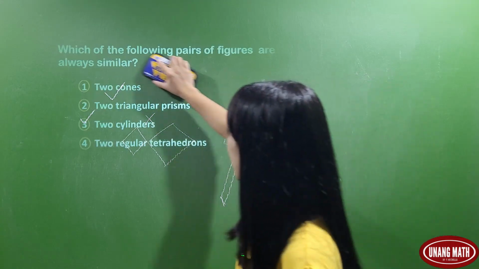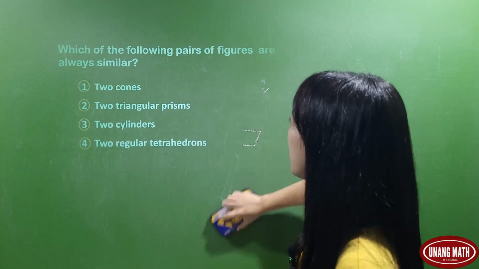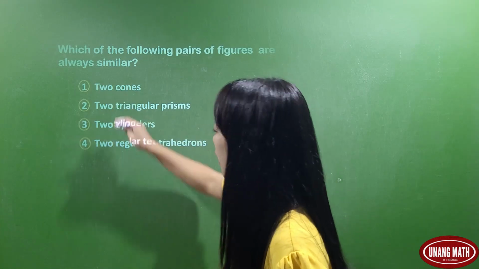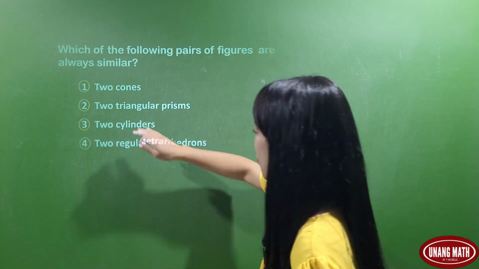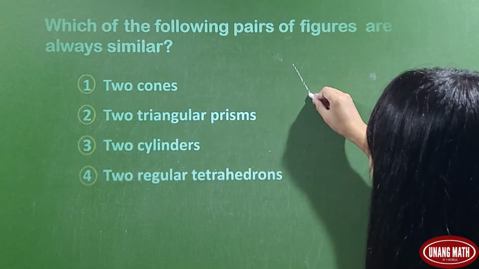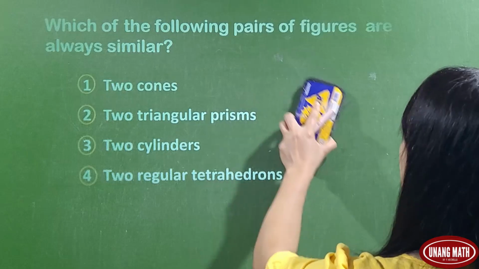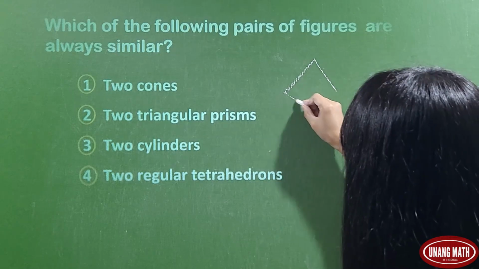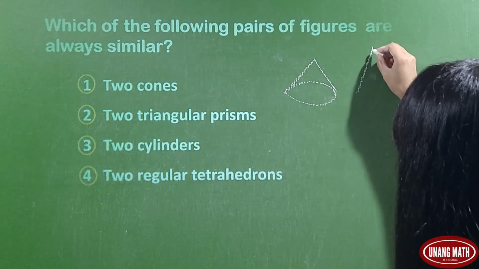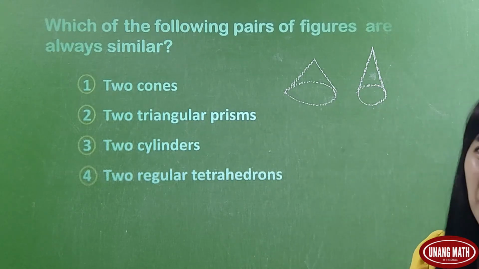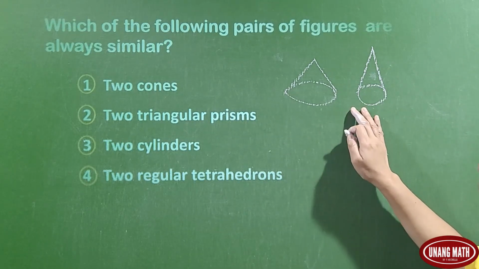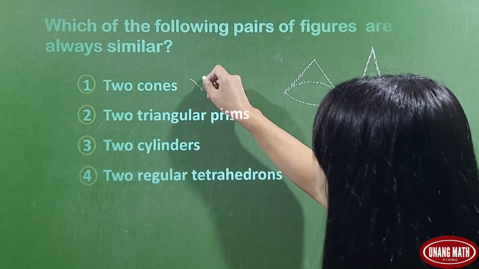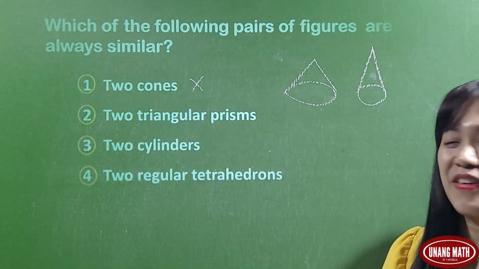For the last question, which of the following pairs of figures are always similar? Let's find out. The first option is two cones. Let's try to draw two cones. This is our first, and this is the second cone. Obviously, these two cones are not similar figures. So the first option is not a similar figure.